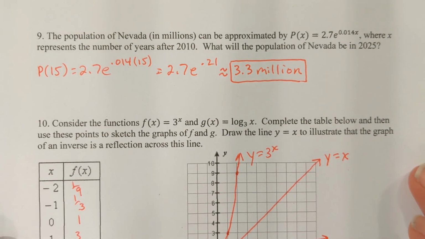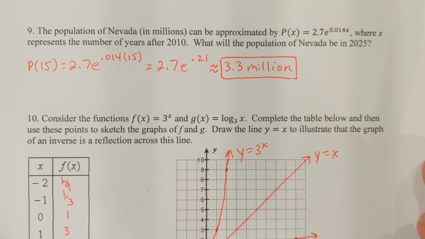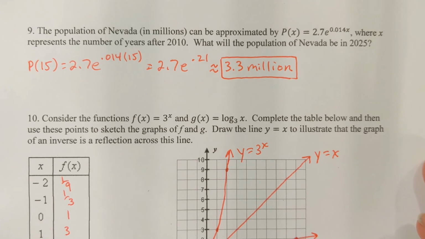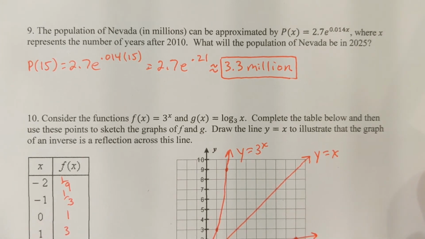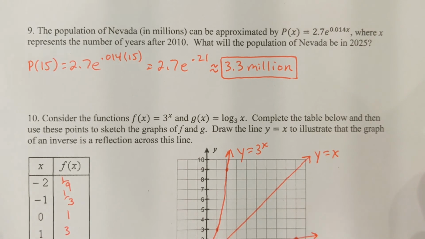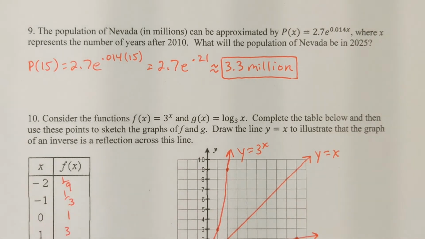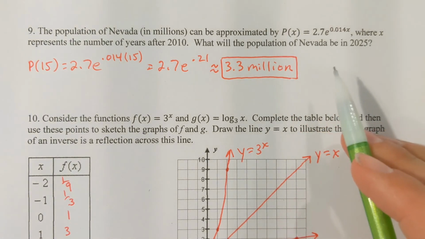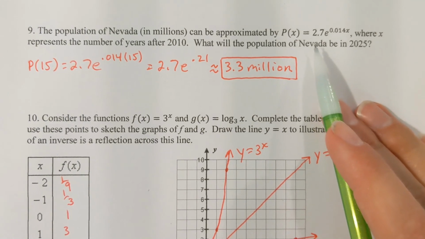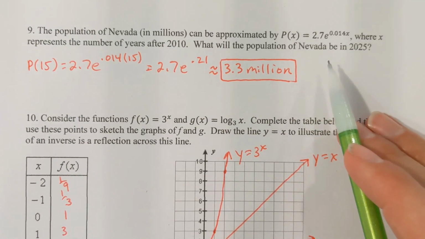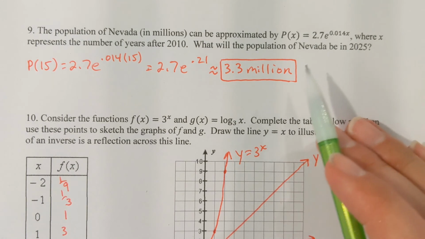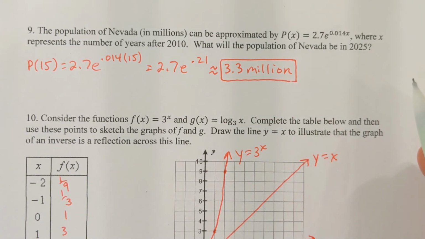Problem 9 is another application problem. We'll do problem 9 and then we'll stop the video. The population of Nevada, okay, by the way, the population of just any population, if you were going to study how it increases or decreases, usually it will involve a formula very similar to the formula that you see here, where you have an initial amount and you're multiplying that by e to some power, and the 0.014, that would be the exponential rate, we call it.